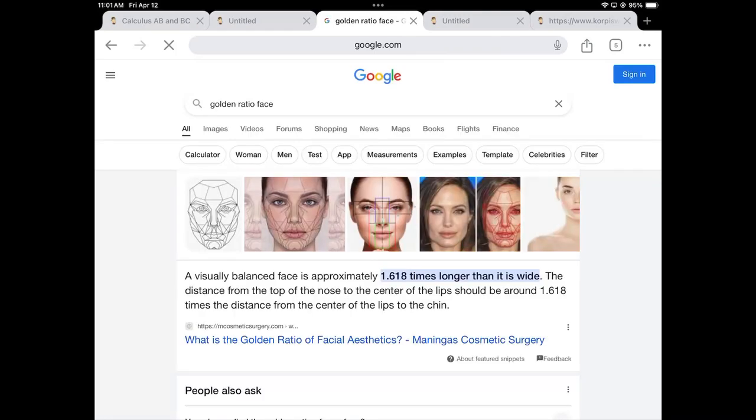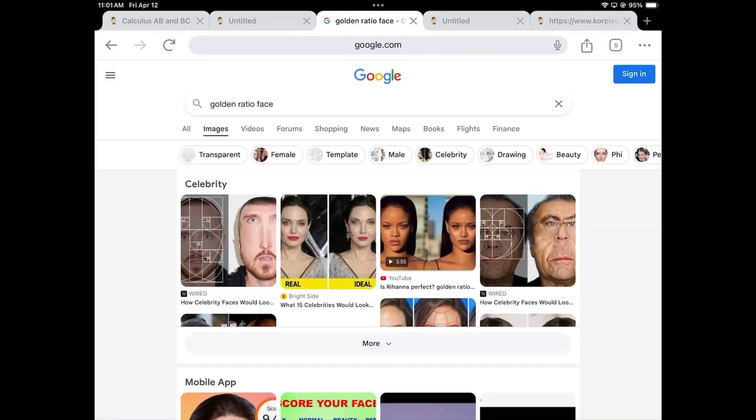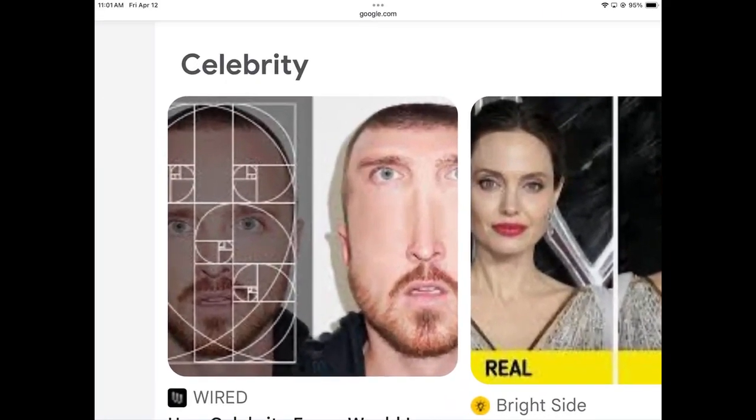There we go. Angelina Jolie, 1.618. So I was off a little bit. It's not 1.63. It's 1.618. Longer than it is wide. So look, there you go. Angelina. You thought I was just messing with you, all right? It's true. Oh, look at this guy. Oh, look at this guy.